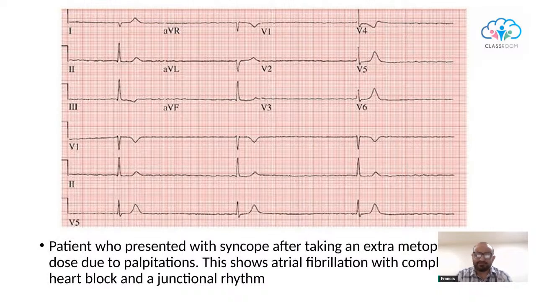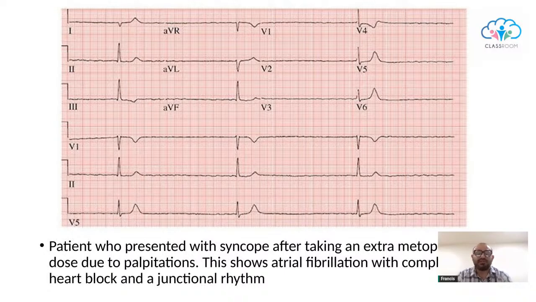This is a very common ECG finding in patients with atrial fibrillation. You will find that sometimes these patients take an extra dose of a beta blocker, and then they come with this rhythm. So here the rhythm is regular. Again, you can see the fibrillatory waves on the baseline fairly clearly. So this is basically an atrial fibrillation with a complete heart block and a junctional rhythm.